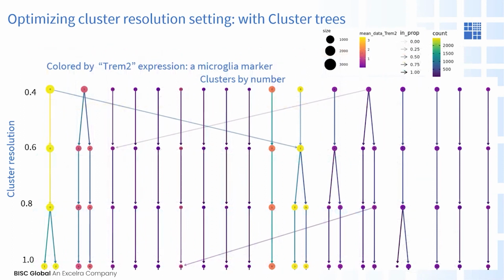Well, one way is to take some of our marker genes of interest. In this case, we're looking for microglia, and we're using the microglia marker TREM2 and recolor our clusters based on average expression of TREM2. We can see that cluster 0 and cluster 3 at 0.4 resolution are our highest expressing TREM2 clusters, and that after resolution 0.8, both of those clusters are split into additional clusters. So we might choose our optimum cluster resolution as 0.6. We might also run this for multiple markers for our cell type of interest, or maybe just for our target gene of interest.